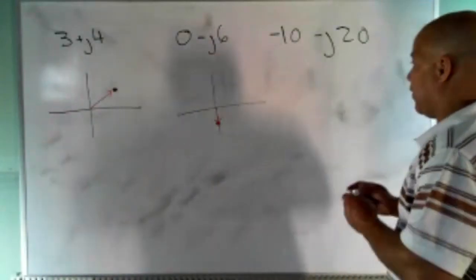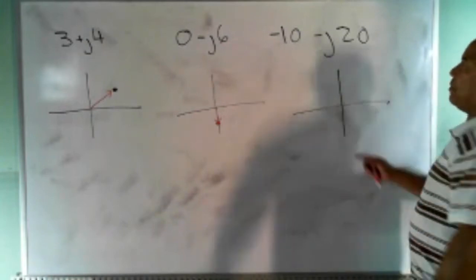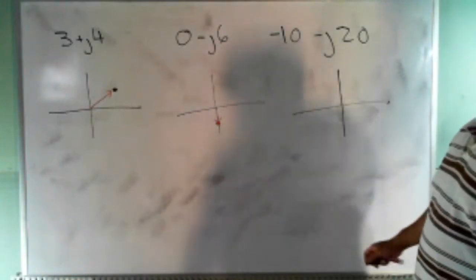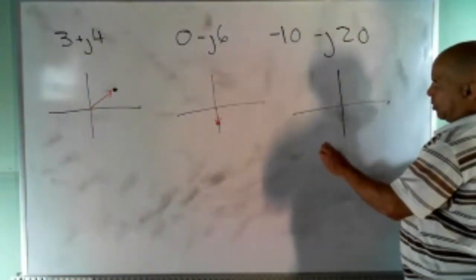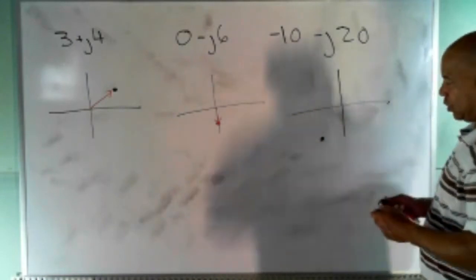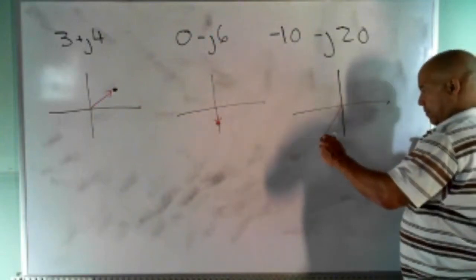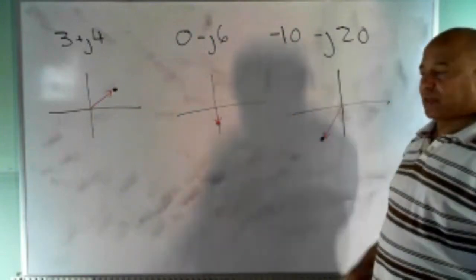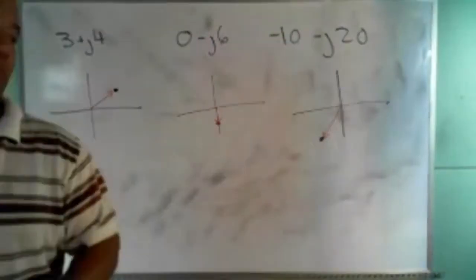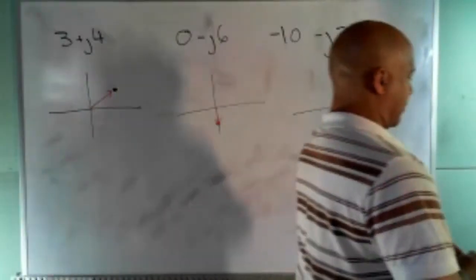And then if I'm over here, I'm in minus minus. So that's quadrant 3. I go over 10, down 20. So it might be down here like that, just to guess. And so there's my point. And if I show it as a radius vector, that's it. So that's all they want you to do for that. That's pretty simple. But let's see what else they want you to do.